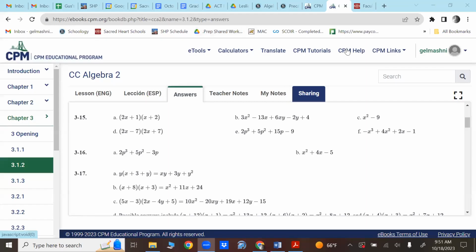Okay, all right, so here are the answers for 15. So A and D were factoring, of course, right? B and E were kind of like FOIL, they're a little bigger. And C and F for that. Questions at all?